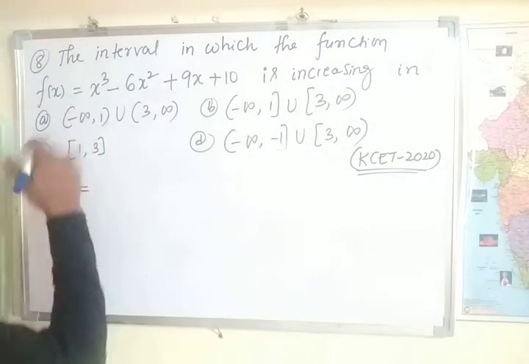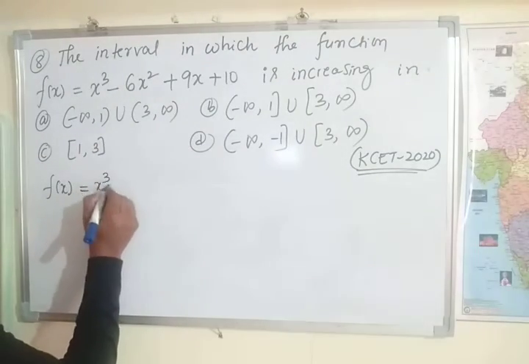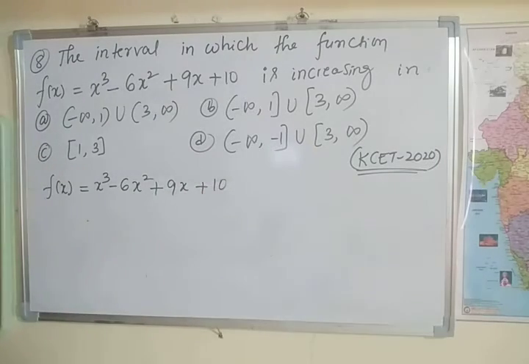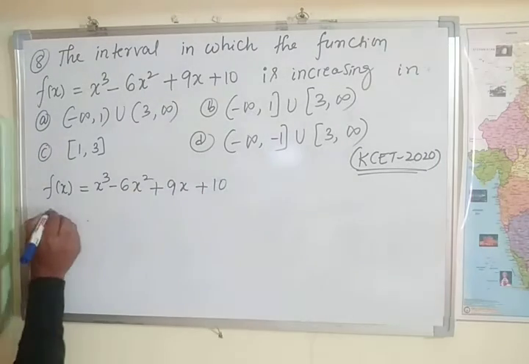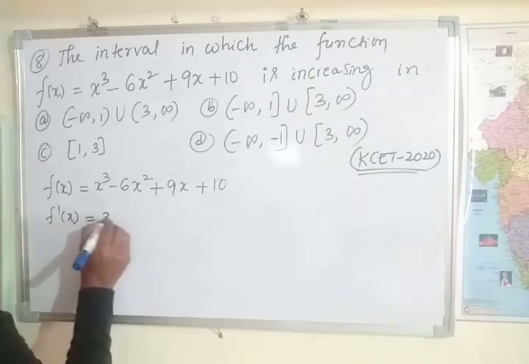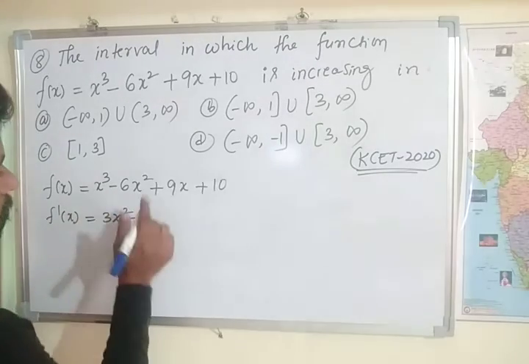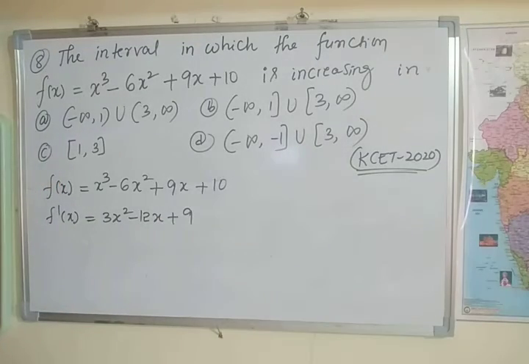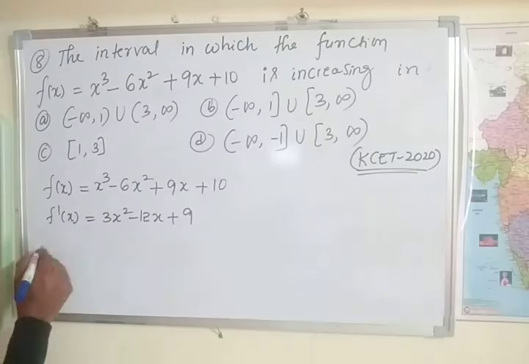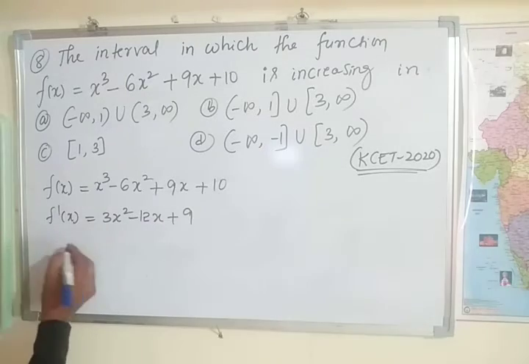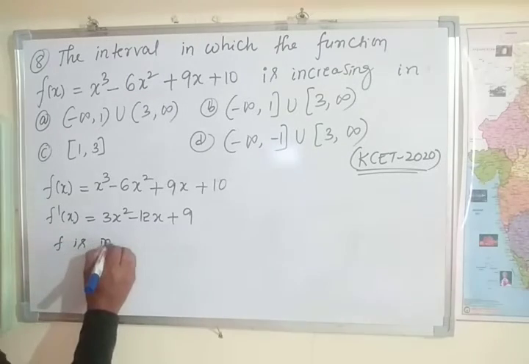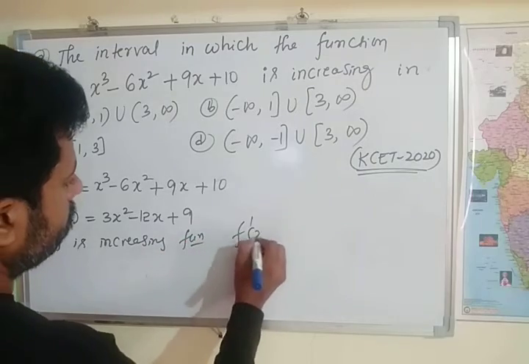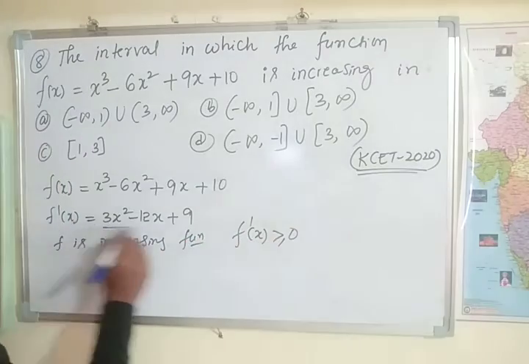Now, first, using f of x, find the derivative of x cube minus 6x square plus 9x plus 10. The derivative f dash of x is equal to 3x square minus 6 into 2, that is 12x, plus 9; the constant term gives 0. Since f is an increasing function, f dash of x is greater than or equal to 0. So this result is greater than or equal to 0.